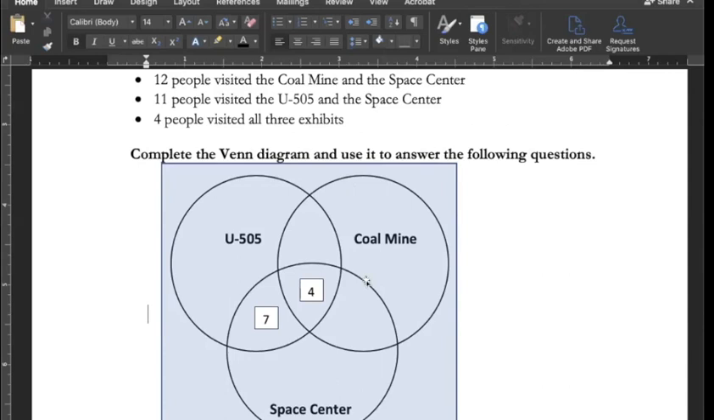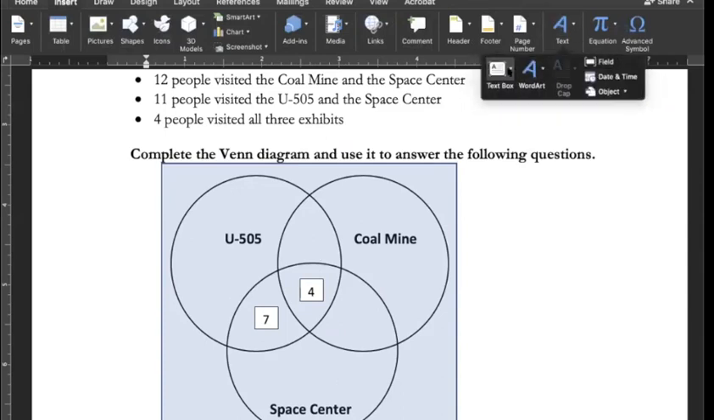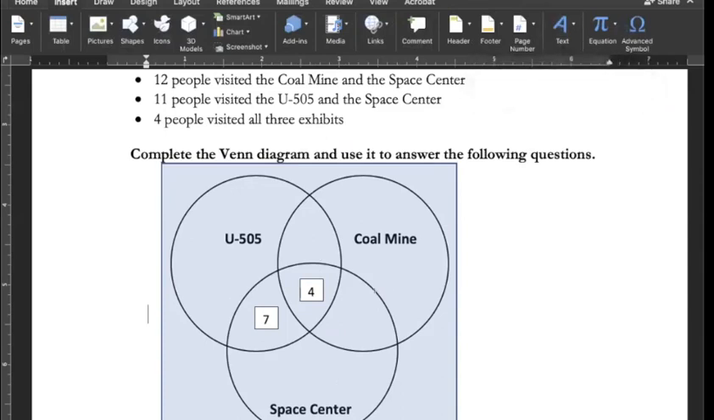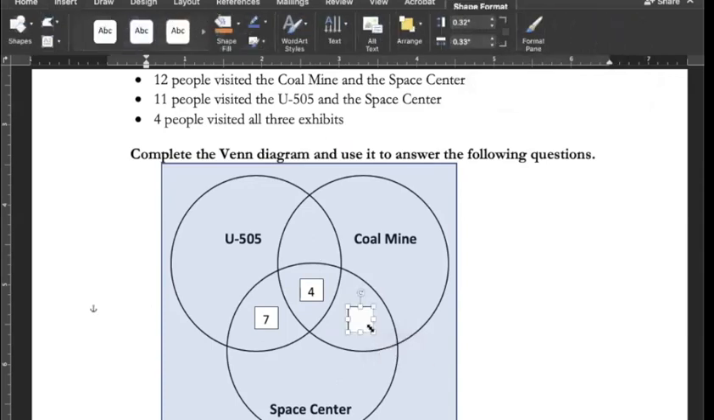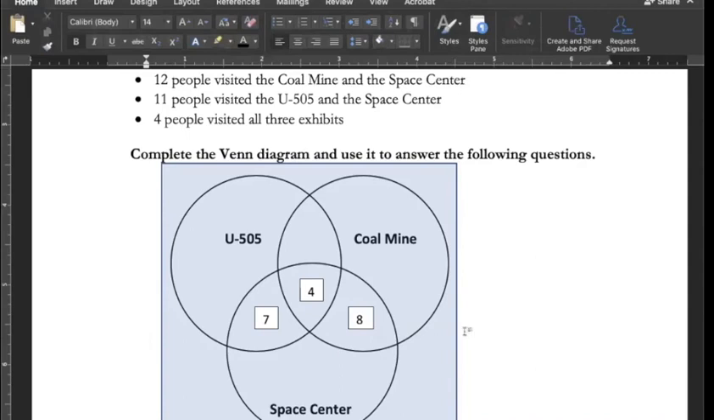So now we're going to move up, and it says 12 people visited the coal mine in the Space Center. Now those 12 people are going to go in this region right here, okay? So I'm going to, again, put in a text box right here. And remember that a total of 12 people are going to go in these 2 regions combined. We've already counted 4 of them, so that means there are 8 people in that region, okay? Hopefully this is making sense to you.